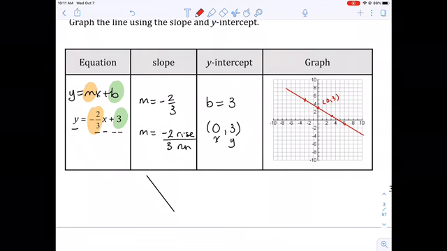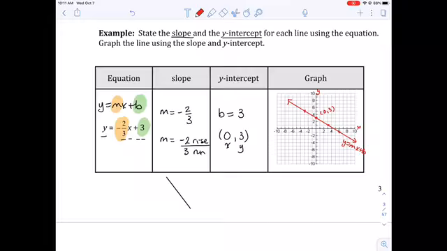So there we go. There's our line, and there's the equation. There's the line of the equation, y equals mx plus b. There's our x-intercept, and there's our y-intercept. Okay?